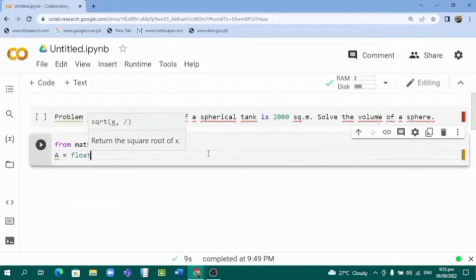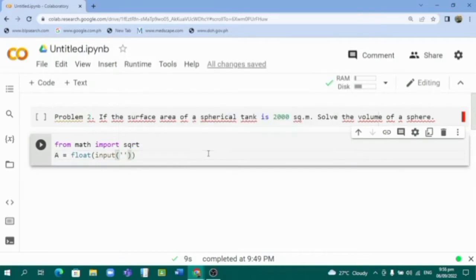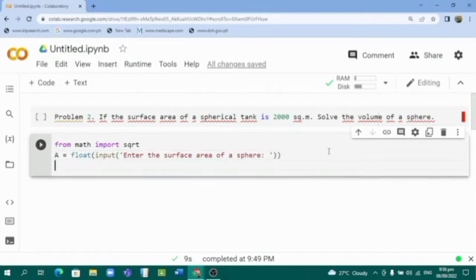We're gonna use float function, close open parentheses. We're gonna put inside input, close open parentheses, and ask the user to enter the surface area of a sphere, colon, then space. The third line, we're going to put here the value of pi. Pi is equal to 3.1416.